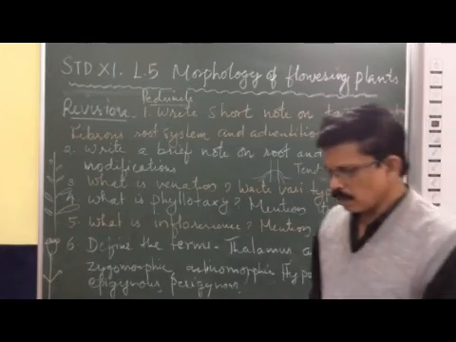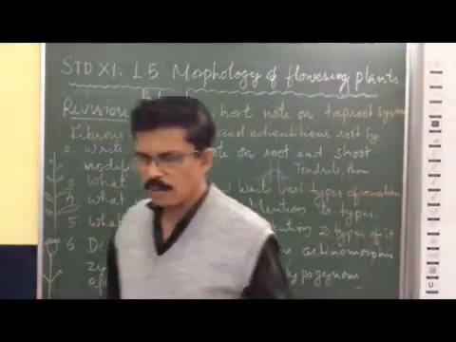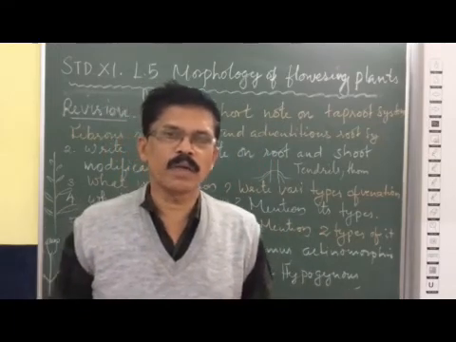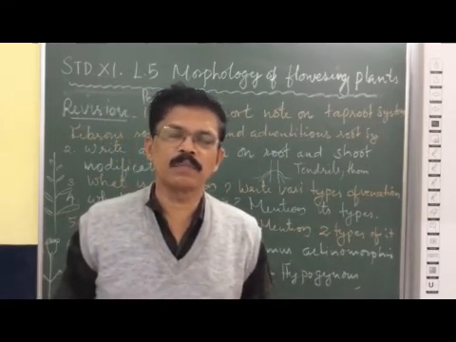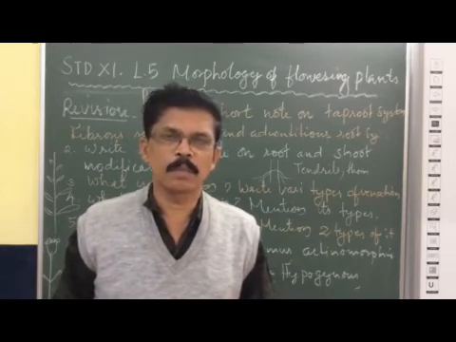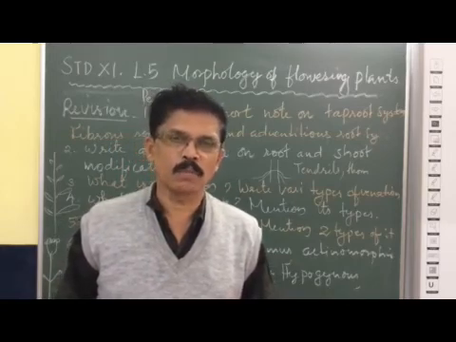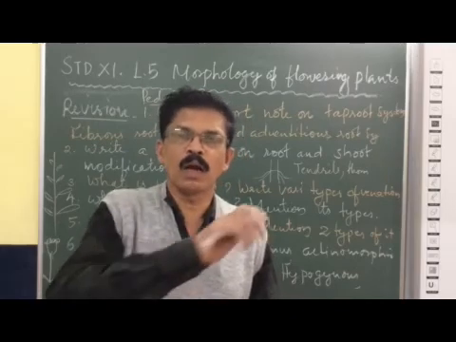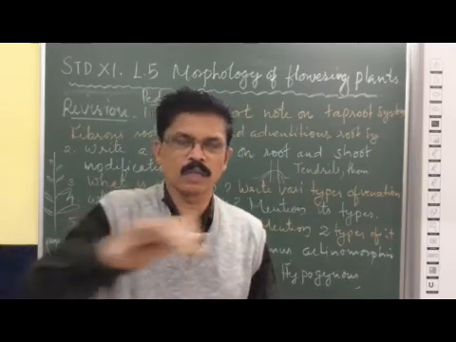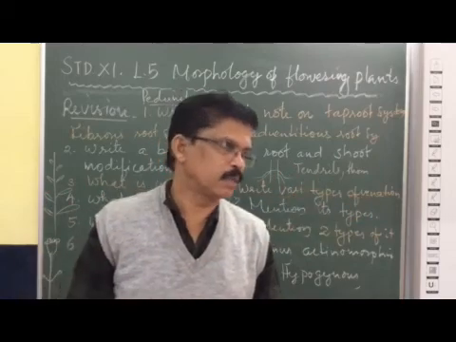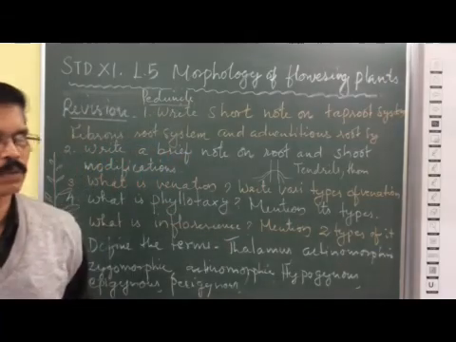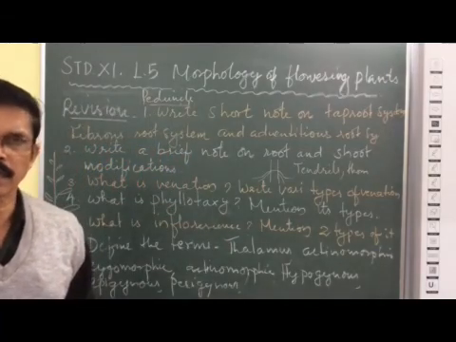Perigynous means the ovary is half inferior, half superior. The ovary is covered by the thalamus cup and the other whorls, like sepals and petals, are formed from the margin or rim of the thalamus, so that all the whorls, including the ovary, come in the same line. So we can say perigynous has a half inferior, half superior ovary. Okay, that's all in this part.